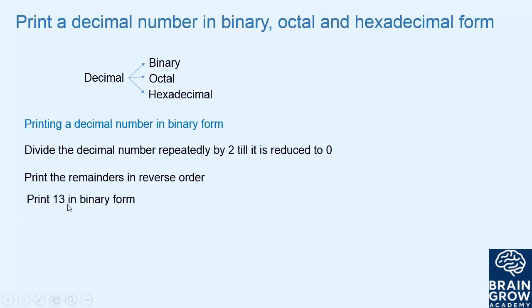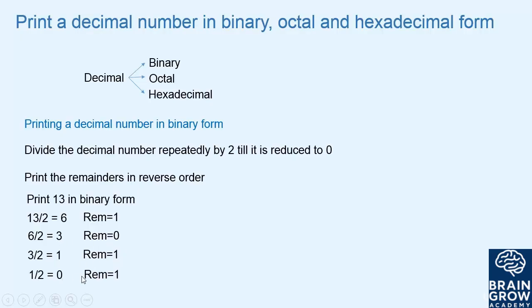Suppose we have to print this 13 in binary form. So 13 is divided by 2, remainder is 1. This 6 is divided by 2, remainder is 0. 3 is divided by 2, remainder is 1. This 1 is divided by 2 and remainder is 1. Now these remainders are printed in reverse order. So this is the binary form of this number 13.